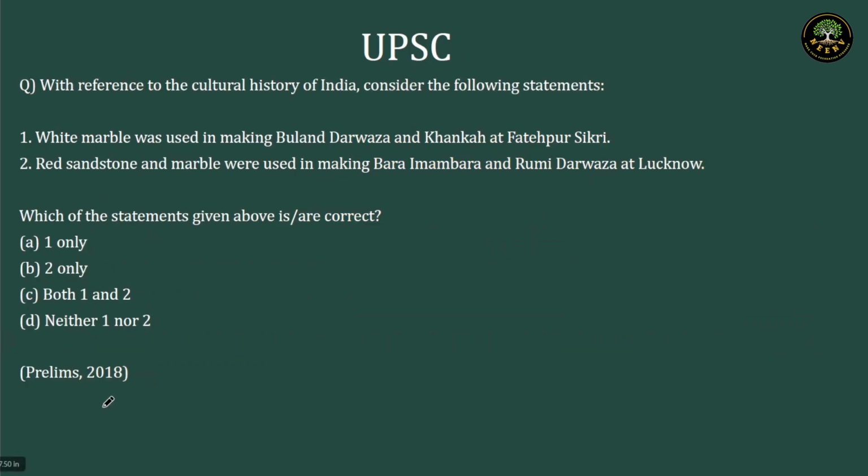The second question is from the 2018 prelims. With reference to the cultural history of India, consider the following statements. One: White marble was used in the making of Buland Darwaza and Khanqah at Fatehpur Sikri. Two: Red sandstone and marble were used in making Bara Imambara and Rumi Darwaza at Lucknow, and you have an option combination. Now it is important, when you study architecture, you have to study the nature of materials as well. This question is about the materials used for certain construction.